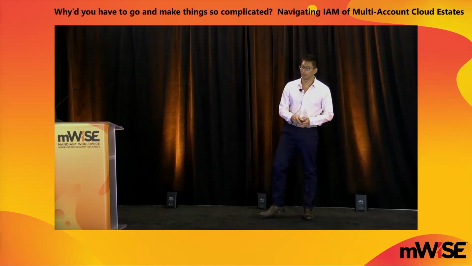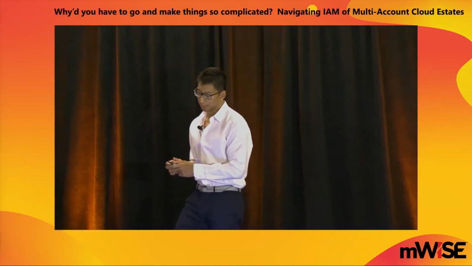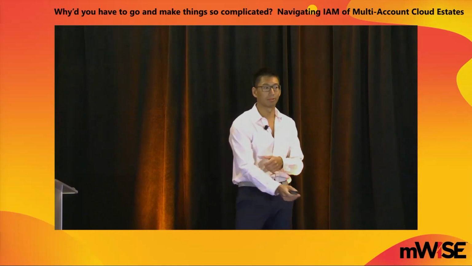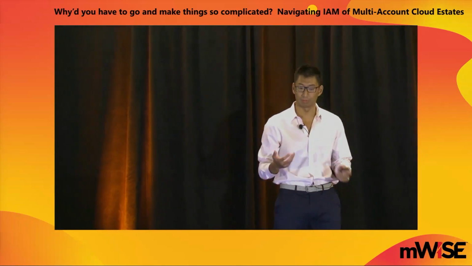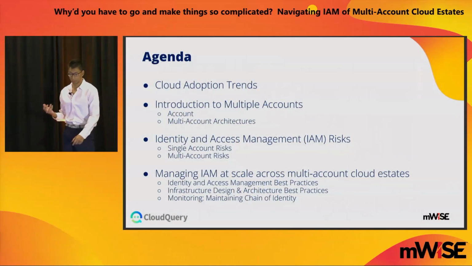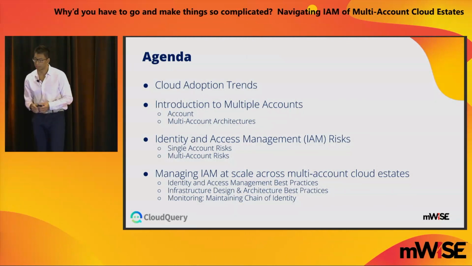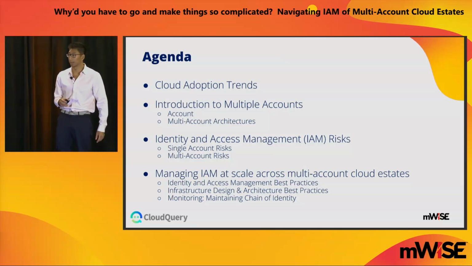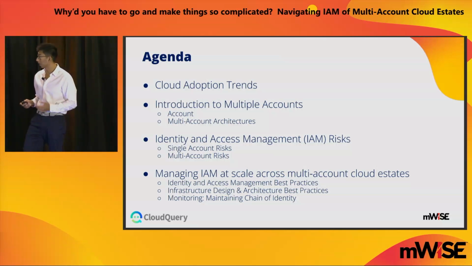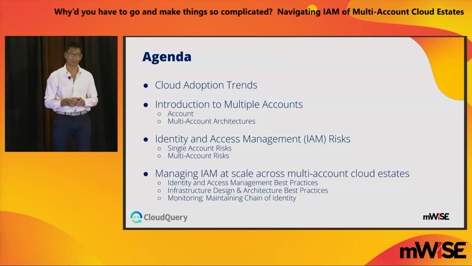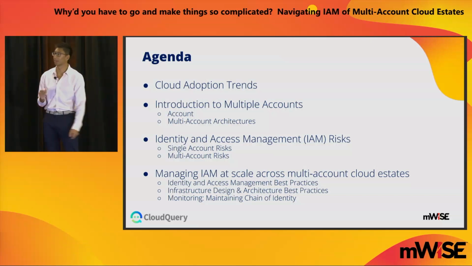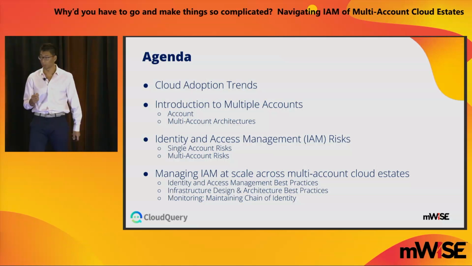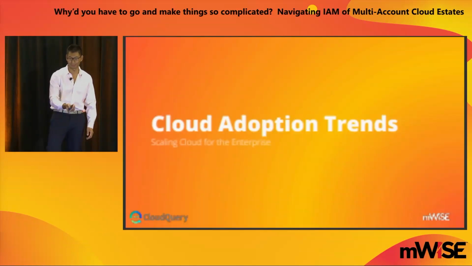So today, we're going to talk about mostly multi-accounts. Specifically, to give a background, cloud adoption trends. We'll then go into an introduction of what multiple accounts are, including what an account may be or what it looks like, as well as multi-account architectures. Then we'll talk about identity and access management risks, including single account risks and also multi-account risks, and how single account risks may also apply to multiple accounts. And finally, we'll wrap up with managing IAM at scale across multi-account cloud estates, including IAM best practices, infrastructure design, and architecture best practices, and lastly, how to monitor these and maintain what we call a chain of identity.